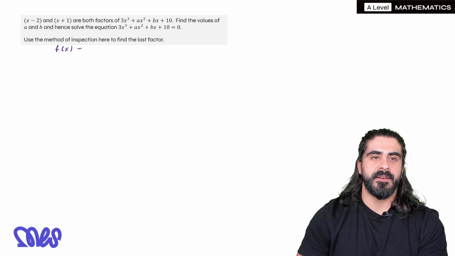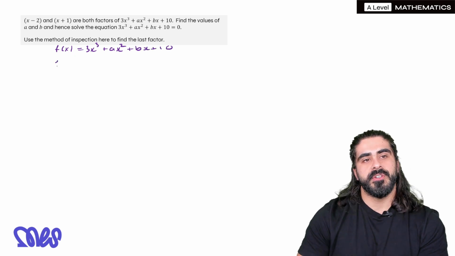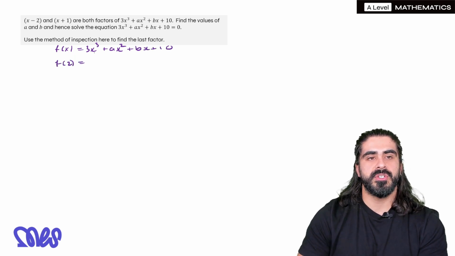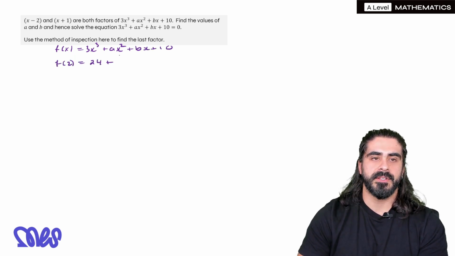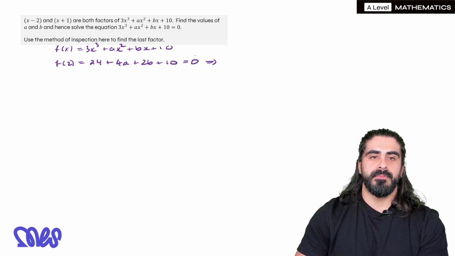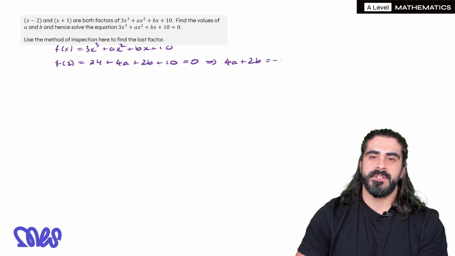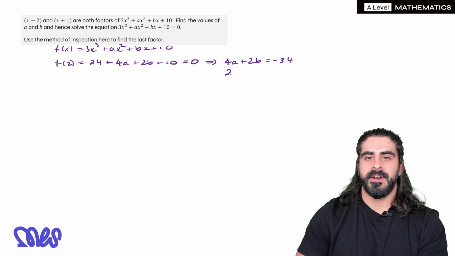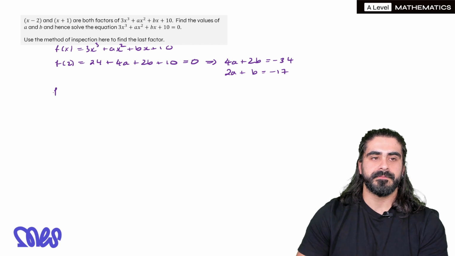The first thing I'm going to do is let f of x equal this cubic. It makes the notation much easier. So we're going to do f of 2. When we sub in 2, we're going to get 24 plus 2 squared times a is 4a plus 2b plus 10. I remember the root always makes it equal 0. So move the 24 and 10 to the other side. We get 4a plus 2b. 24 plus 10 is 34. Move it to the other side, minus 34. Divide by 2. And that's our first equation.